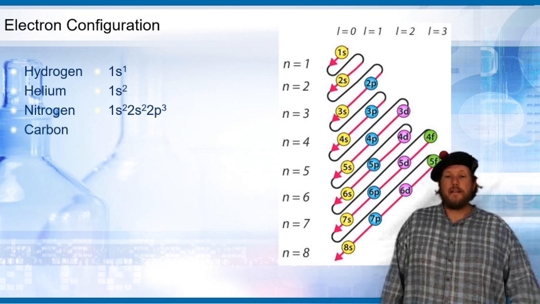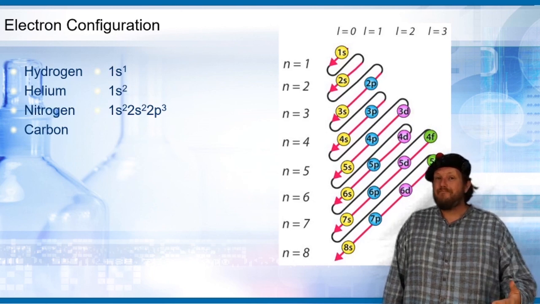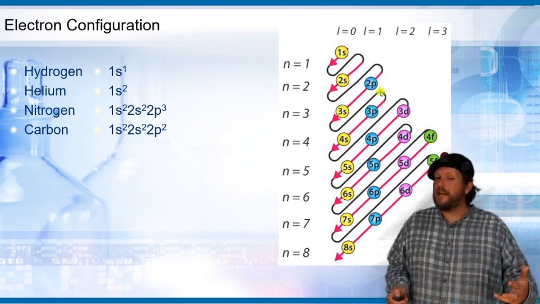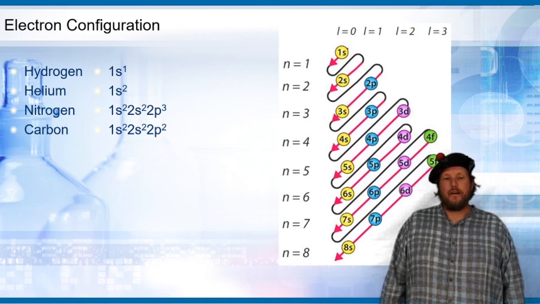Next comes carbon. How many electrons, and what is its electron configuration? Carbon has 6 electrons. Carbon's electron configuration is 1s2, 2s, 2 electrons in that, and then go to 2p. It can hold up to 6 electrons, but we're only going to need to put 2 in there for carbon.